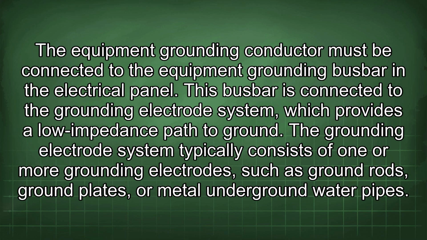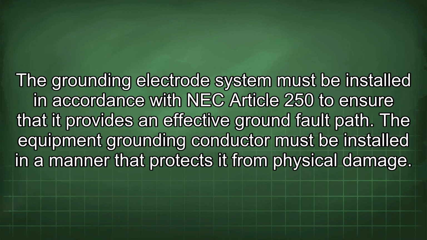The equipment grounding conductor must be connected to the equipment grounding busbar in the electrical panel. This busbar is connected to the grounding electrode system, which provides a low impedance path to ground. The grounding electrode system typically consists of one or more grounding electrodes, such as ground rods, ground plates, or metal underground water pipes. The grounding electrode system must be installed in accordance with NEC Article 250 to ensure that it provides an effective ground fault path.